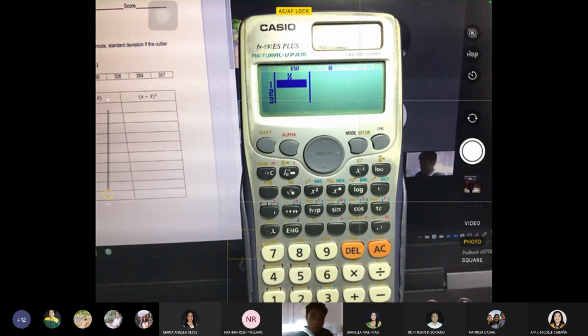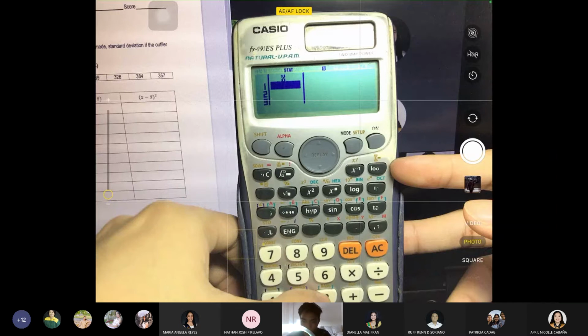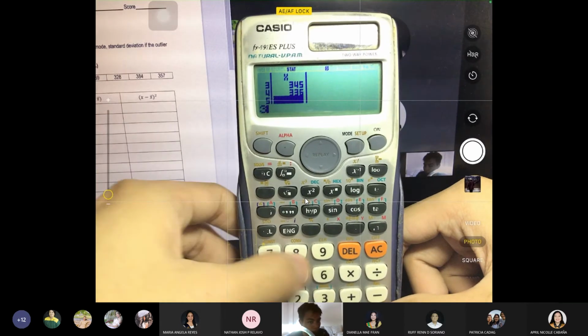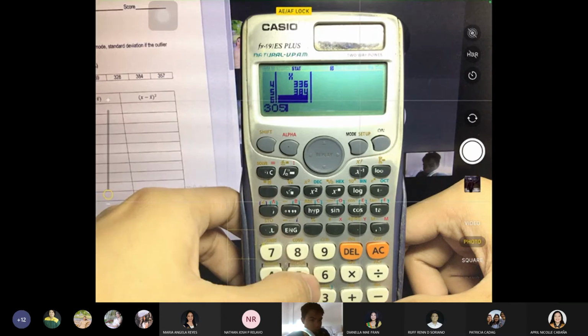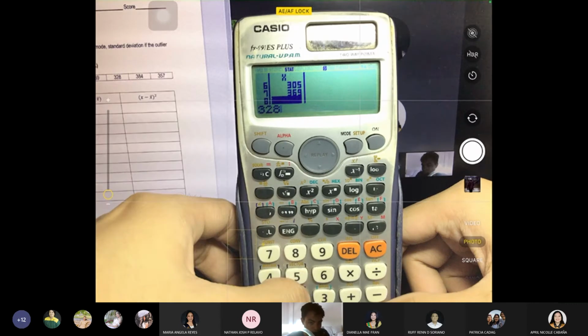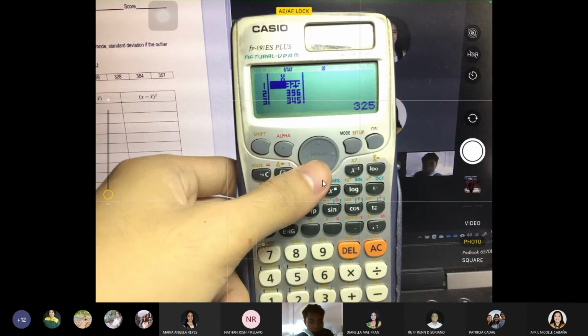Type ko lang, 325. Type natin, 325. So, you press 325. And then, press equal sign so that that number will be inside the cell na. So, you press equal sign. Okay? So, andun na yung 325. Do that for the remaining 9 measurements. Okay? So, yan. I already plugged in the 10 digits.